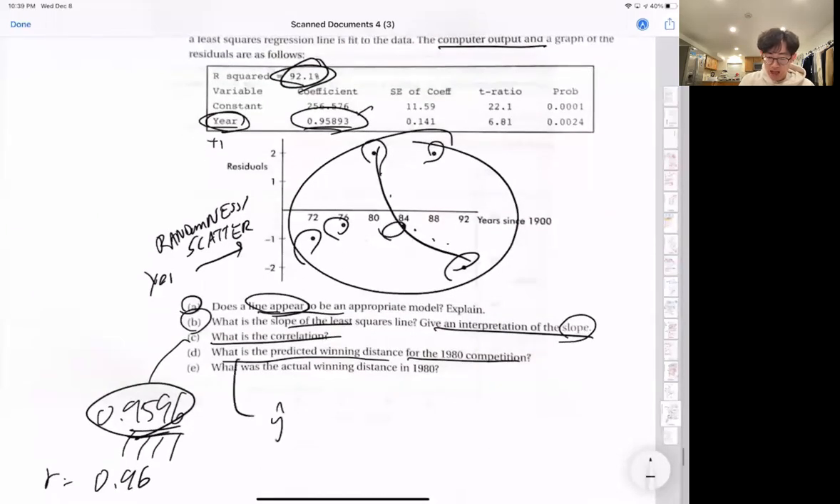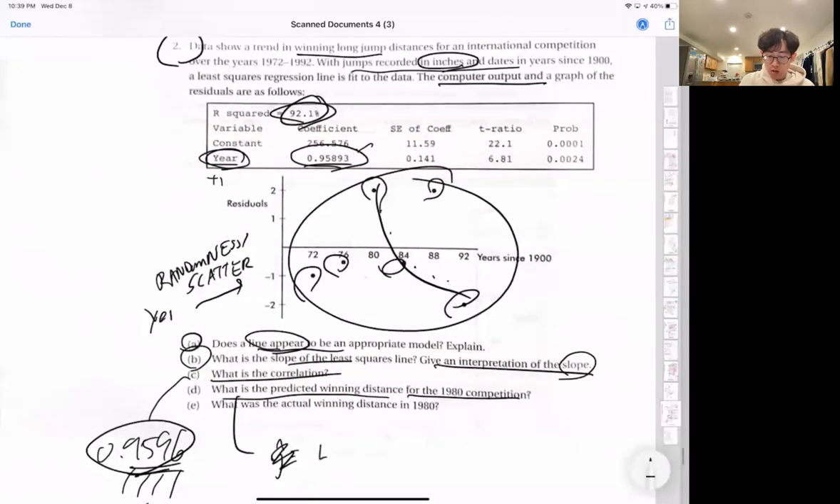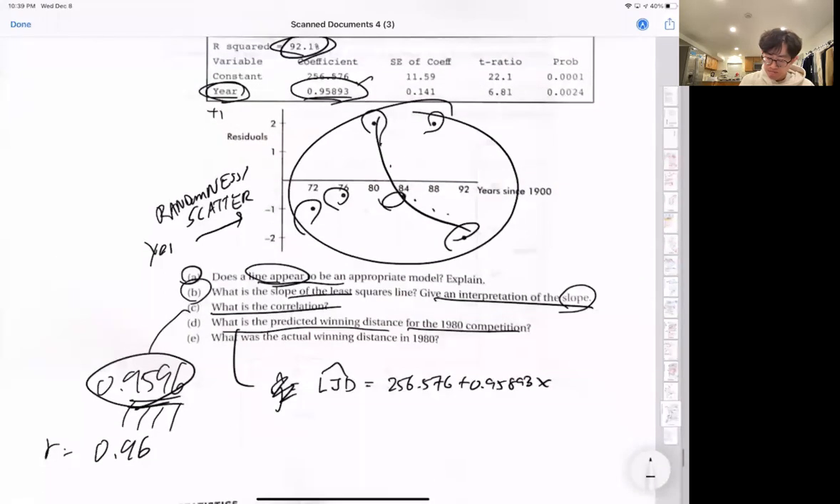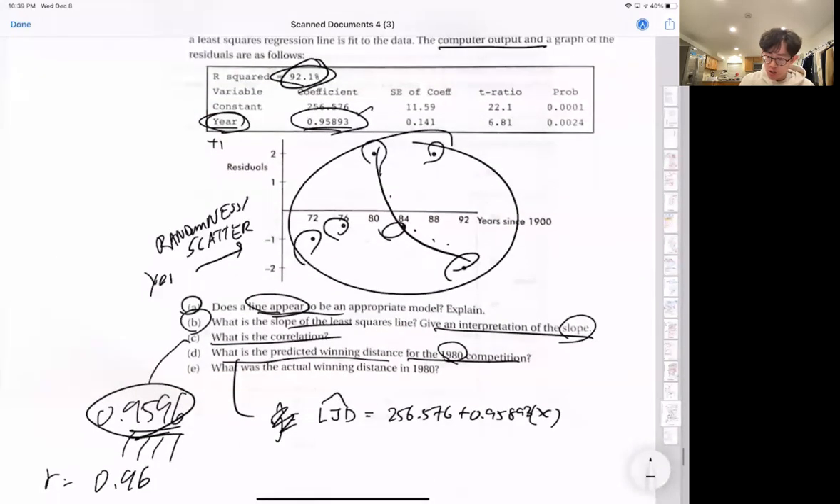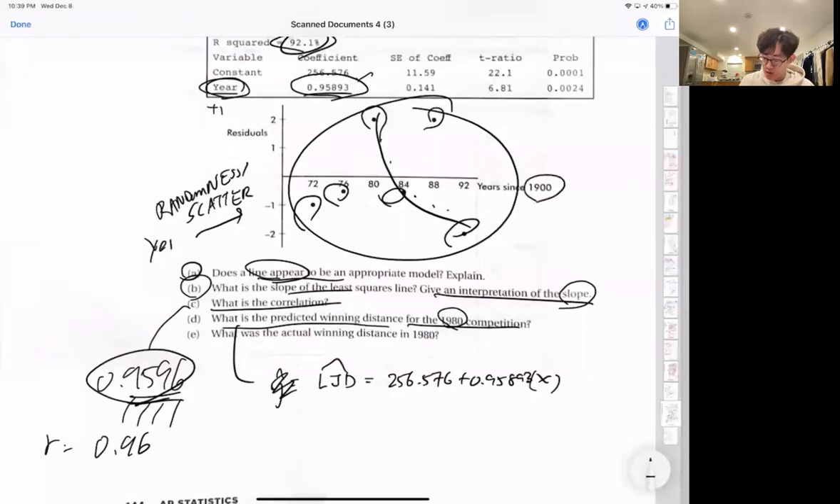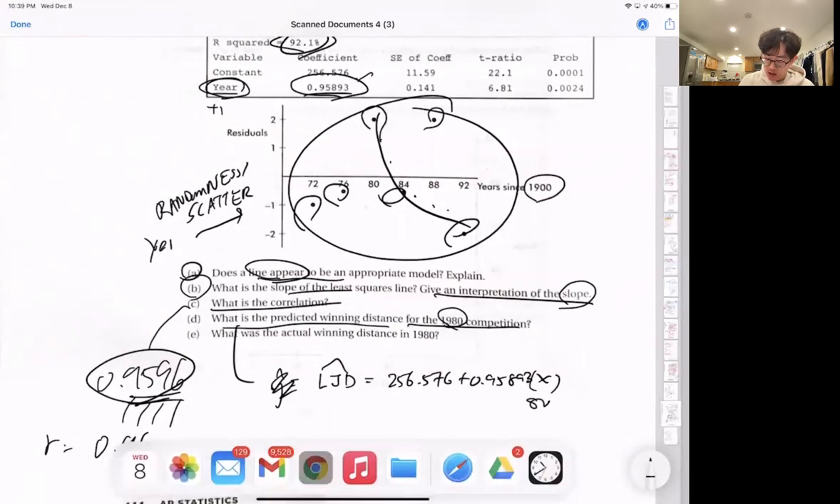So y hat is equal to, well, let's just be more precise here. Long jump distance hat is equal to 256.576 plus 0.95893x, with x being the 1980 competition. So that's 80 years since 1900. So I'm going to plug in 80 into the calculator here.